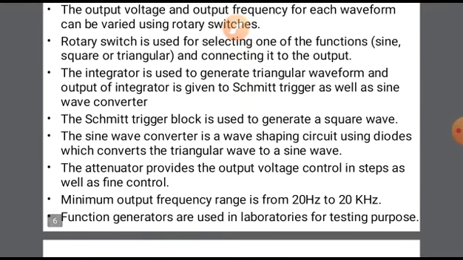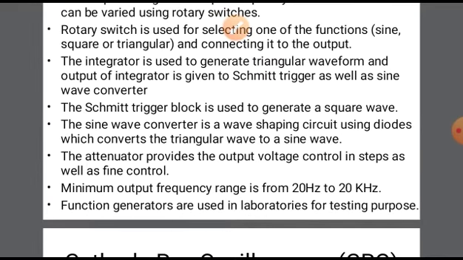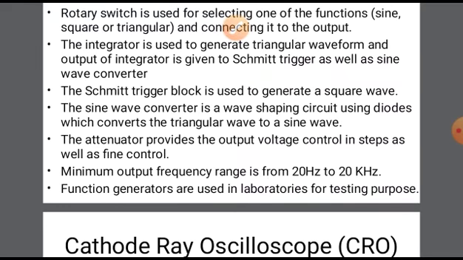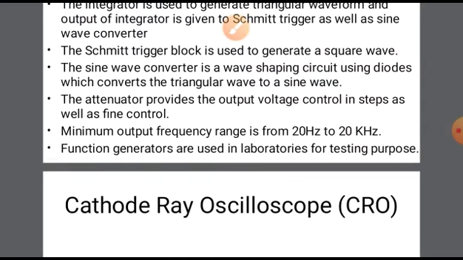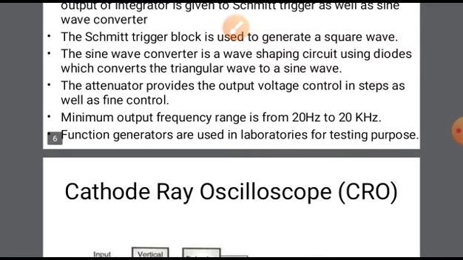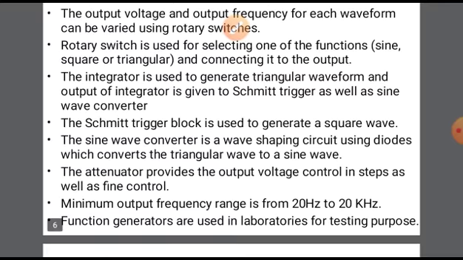The Schmitt trigger block is used to generate the square waveform. The sine wave converter is a wave shaping circuit using diodes which converts the triangular wave to a sine wave. The attenuator provides the output voltage control in steps as well as fine control. The output frequency range is 20 Hz to 20 kHz. Function generators are used in the laboratory for testing purposes.